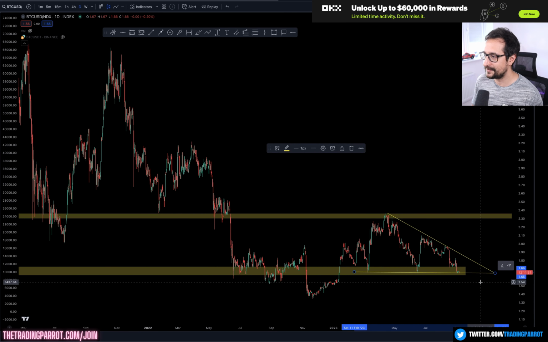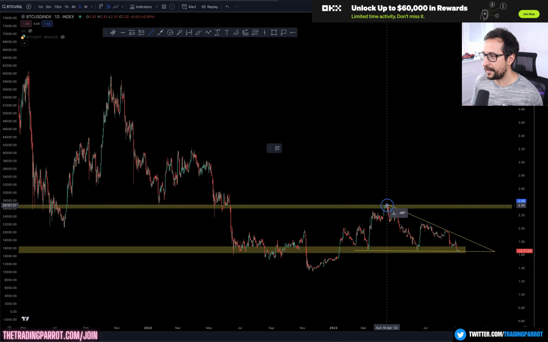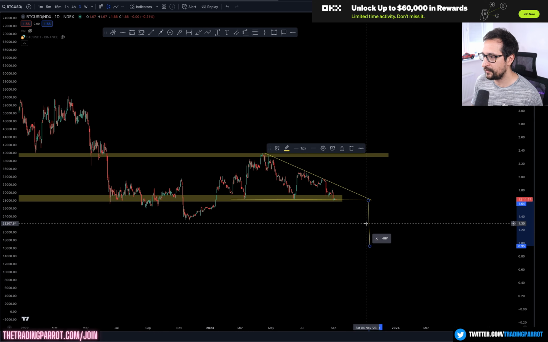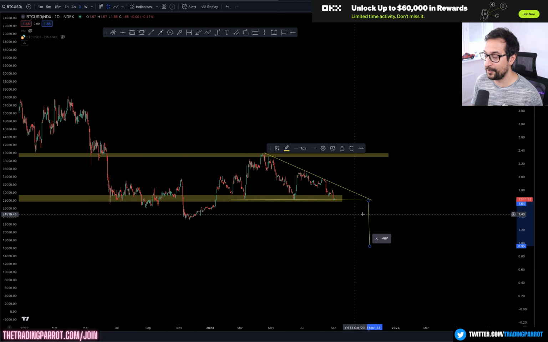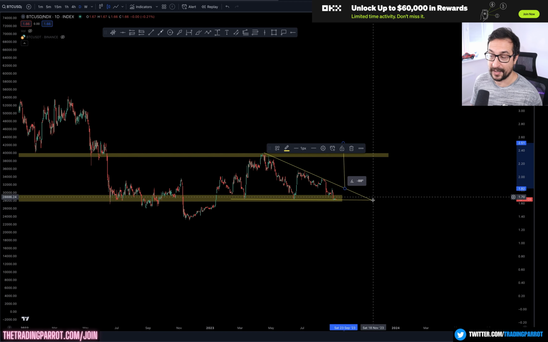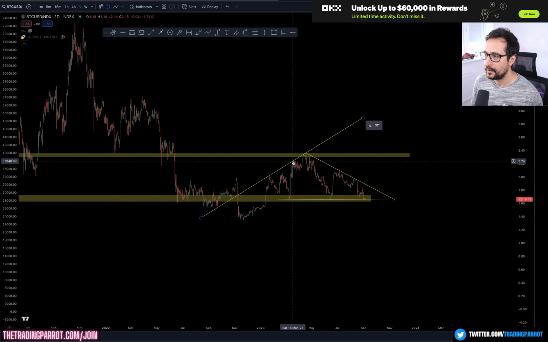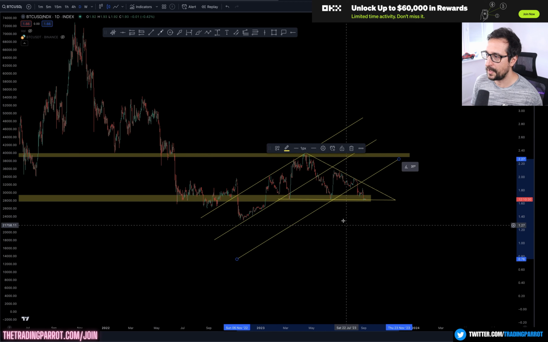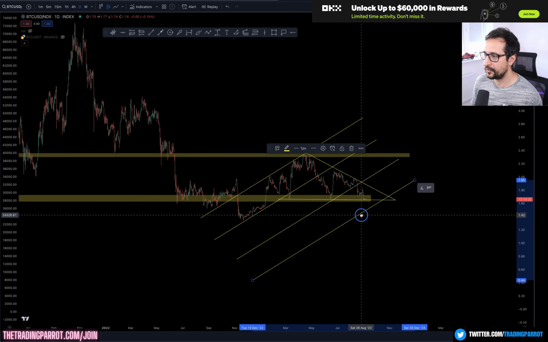Now, this is a descending triangle, which many might argue could break down to the downside to these levels around here, which are below this, or it could also push from here to the upside. We'll have to see what happens. When we look at the Nasdaq as well, we can see that there are some horizontal levels being respected, and the structure seems to be something like this.